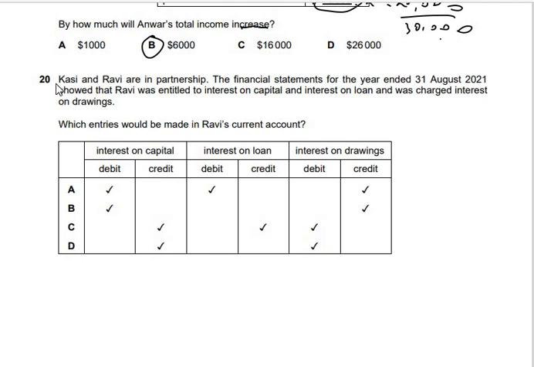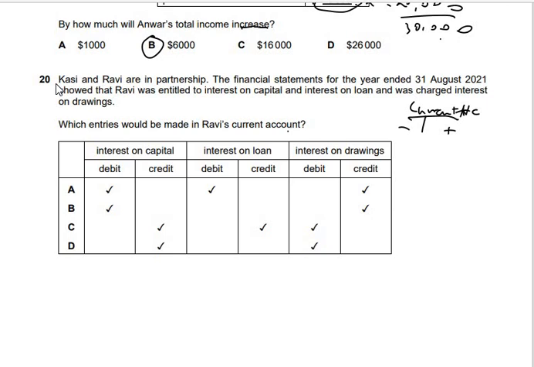Cassie and Ravi are partners. The financial statement for the year ended 30th August 2021 shows that Ravi was entitled to an interest on capital and interest on loan and was charged interest on drawings. Which entry would be made in Ravi's current account? Okay, so the current account shows how much money the partner has in the partnership. Remember, please, the current account increases on the credit side and decreases on the debit side.